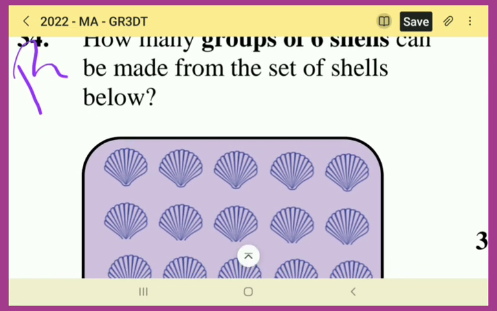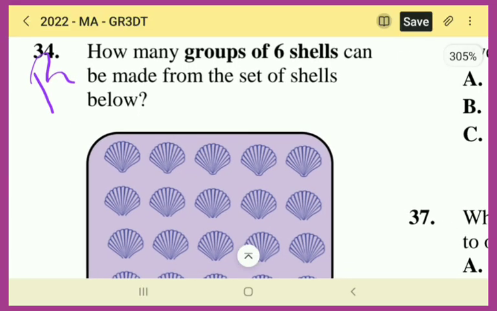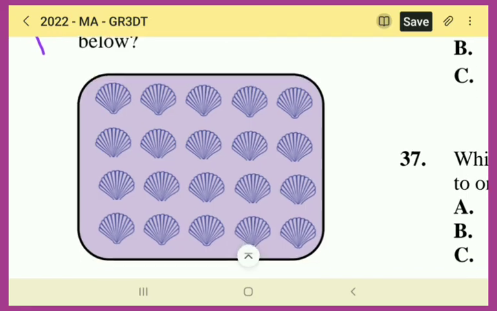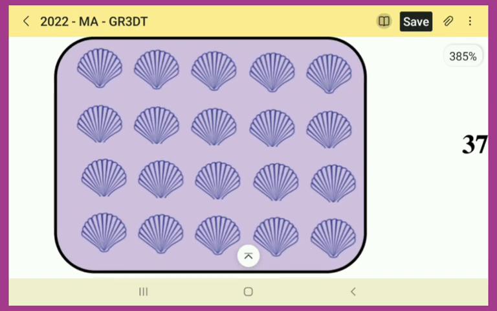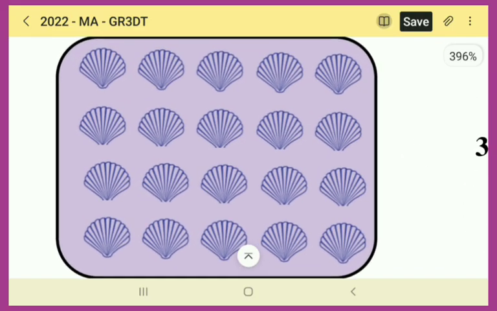We've gone through this item on another paper or two. How many groups of 6 shells can be made from the set of shells below? So here we have it. Pretty color, nice lilac or lavender, whatever you call it. Some people will call it purple. All right, so let's go.